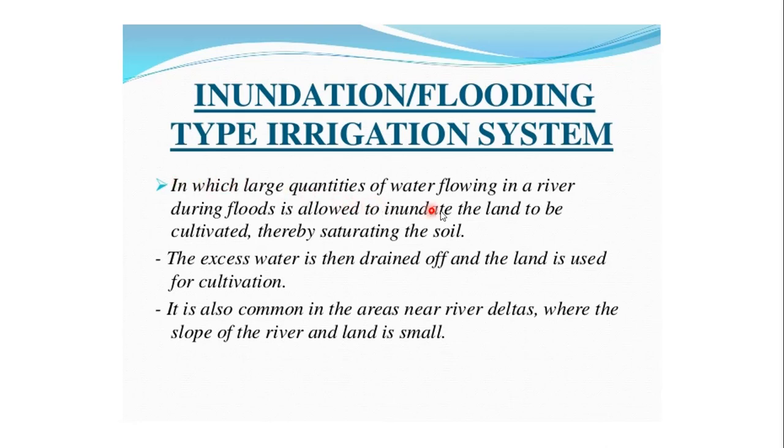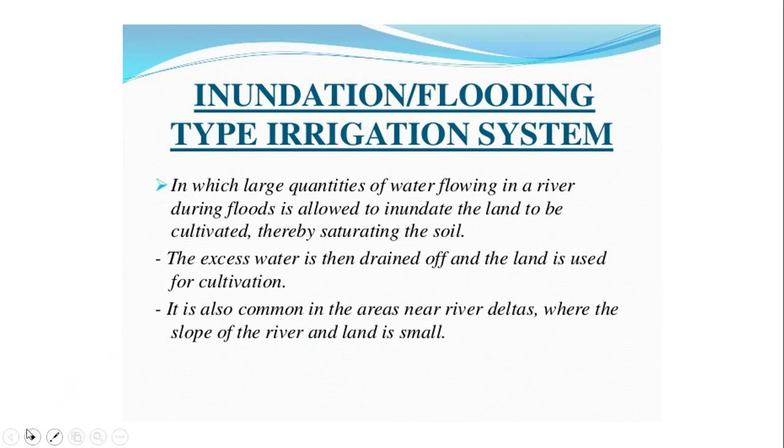So in this, large quantities of water flowing in a river during flood is allowed to inundate the land to be cultivated, thereby saturating the soil. The excess water that is overflowing is then drained off and the land is used for cultivation. It is also common in areas near the river deltas where the slope of the river and the land is small. So very simple and easy.